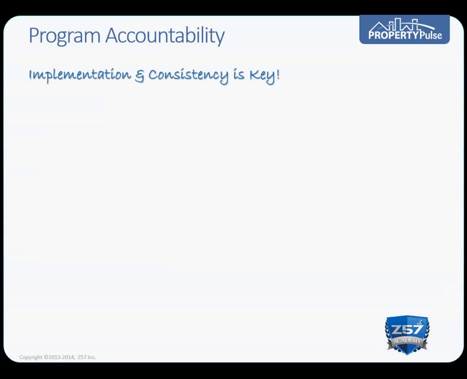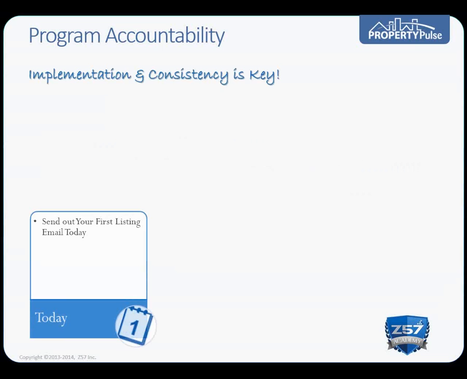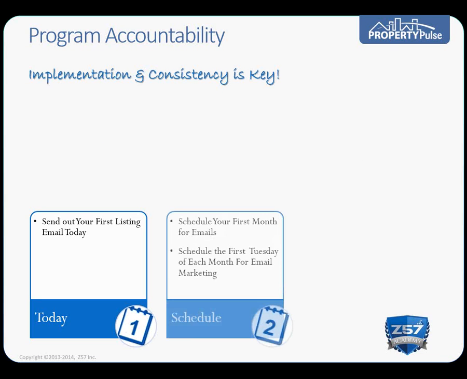So to avoid that, right after this webinar, I want you to do two things. First, send out one listing email today while the information is fresh in your mind. In the Help Center at z57support.com, you will find step-by-step instructions making this very easy to complete. Second, block off 1 hour the first Tuesday of every month in your calendar for setting up your monthly email marketing campaigns.